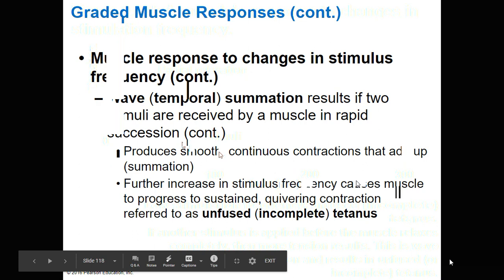Okay, and then if you keep adding more and more stimuli, you end up with a fused complete tetanus. And in reality, your muscles never actually reach a complete tetanus, because you're going to end up with muscle fatigue. So your muscles will give out before you actually get to a fused complete tetanus.